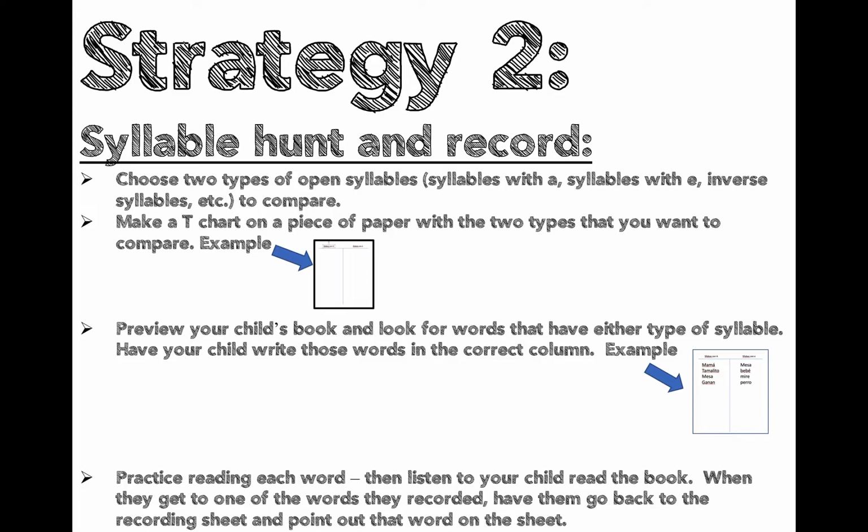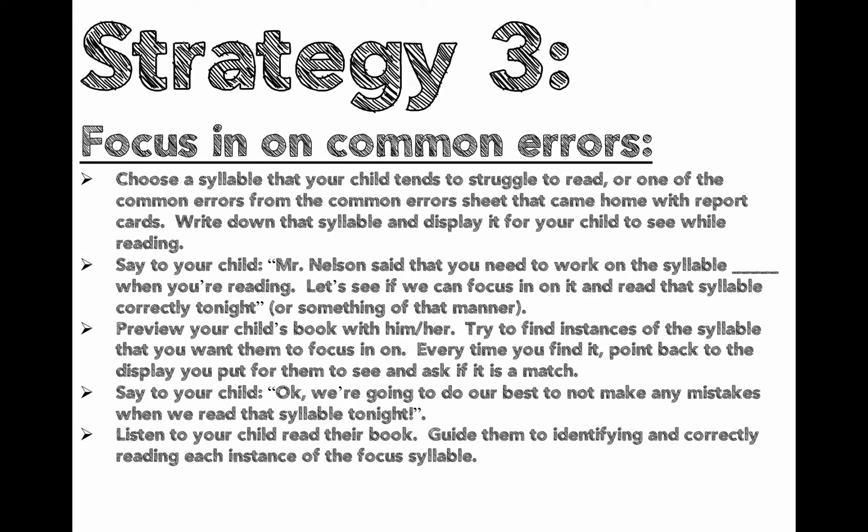You're still practicing those open syllables, but it's a different style for them and really makes them focus in on what you want them to. Which leads us to the third strategy I made for you, or wanted to remind you of at least, which is focus in on common errors. So you can choose a syllable that you notice your child tends to struggle to read, or you can look at that list of common errors from that sheet that went home with report cards. Write that syllable down on a piece of paper or on an index card and just put it out in front where your kid can see.